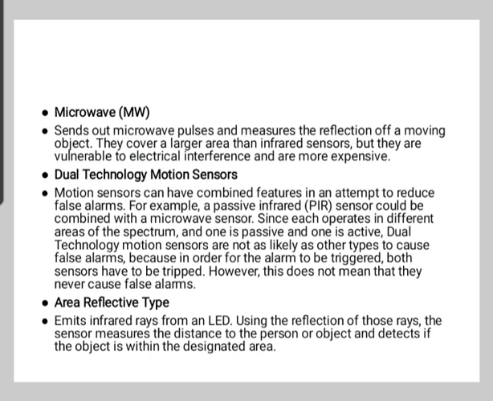part already completed. Then dual technology motion sensors combine features in an attempt to reduce false alarms. For example, a passive infrared sensor could be combined with a microwave sensor, since each operates in a different area of the spectrum and one is passive and one is active.